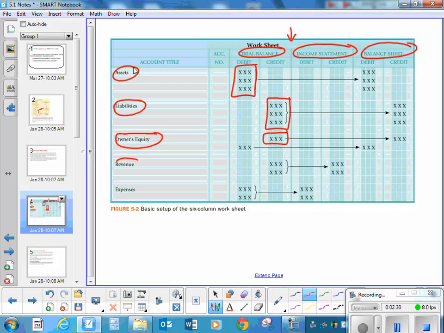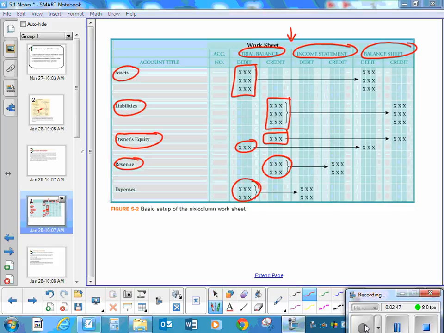Then you're going to have your revenue, and actually I should say this too. This is going to be your drawings. Then you have your revenue, which is on a credit side, and you have your expenses, which is the debit side.